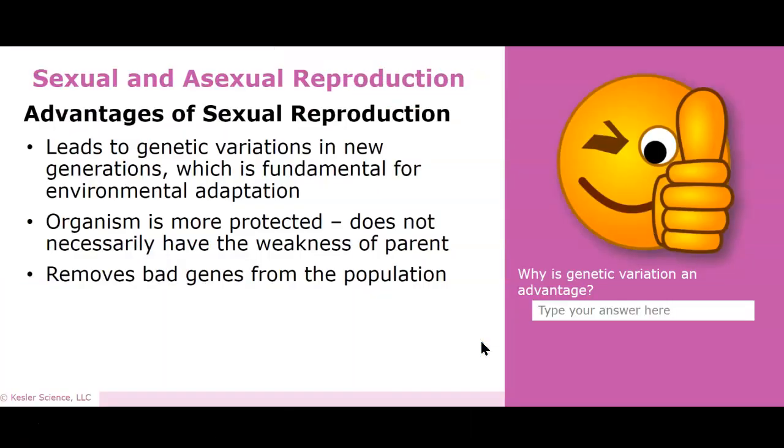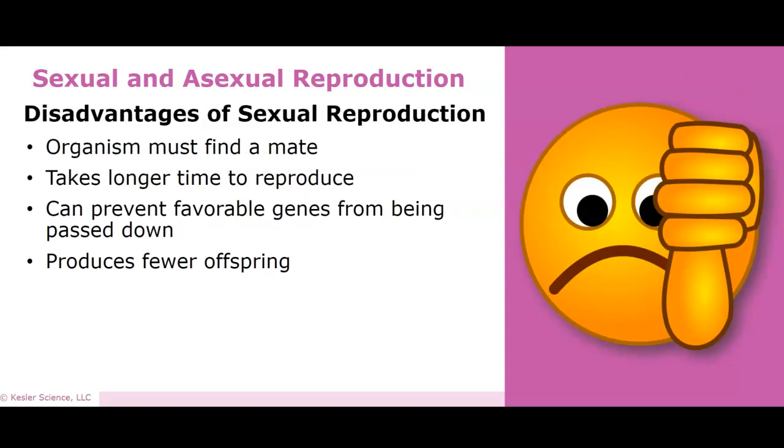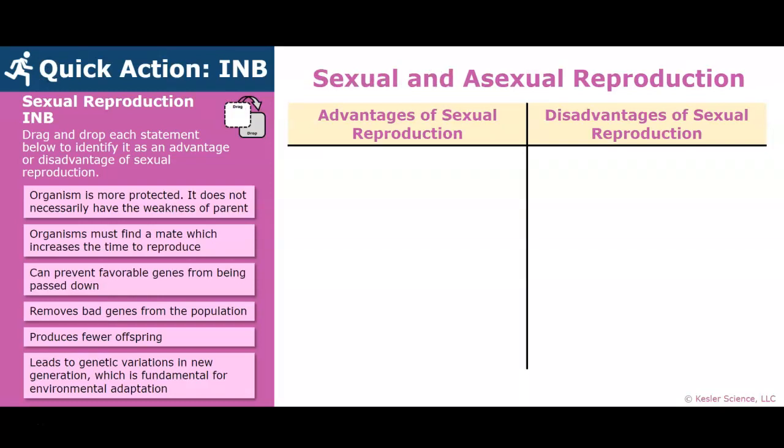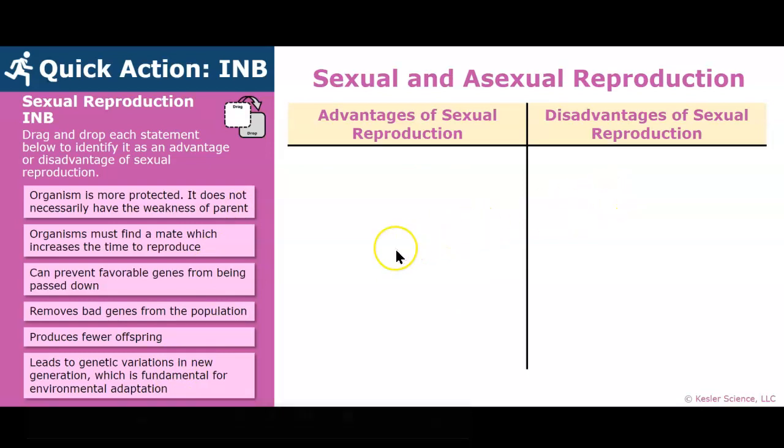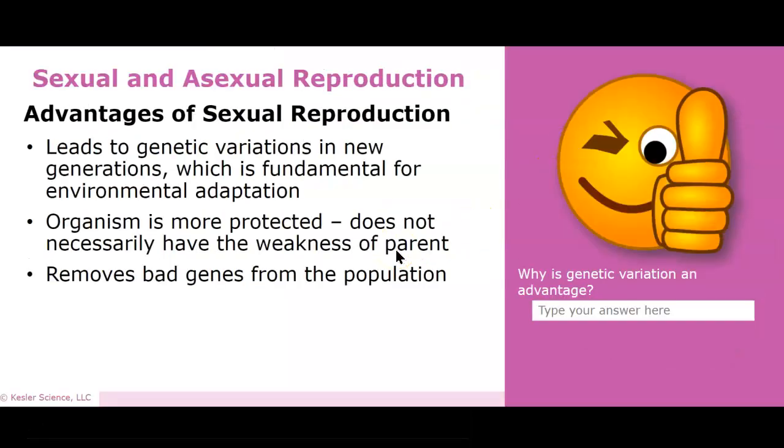There are some advantages to sexual reproduction. There are genetic variations for new generations, which helps the species adapt to the environment. It's more protected, it doesn't necessarily carry the weakness of the parent, and it will remove bad genes from the population. Some of the disadvantages are that it takes 2 to reproduce, it takes longer, there may be good genes that don't get passed down, and there are fewer offspring as a result of sexual reproduction. You are going to drag these boxes, whether they're advantages or disadvantages of sexual reproduction, by looking at the last 2 slides.